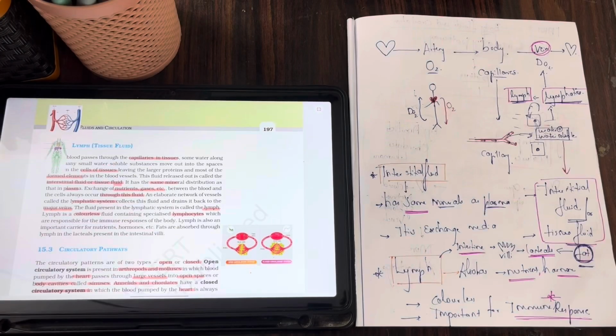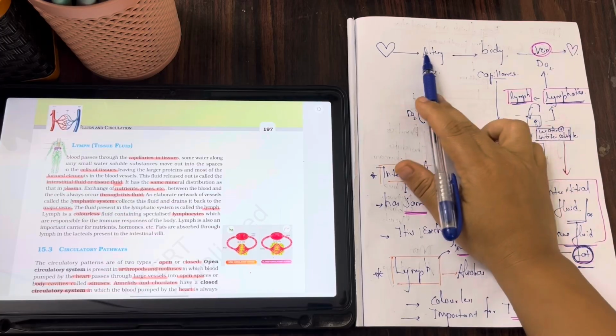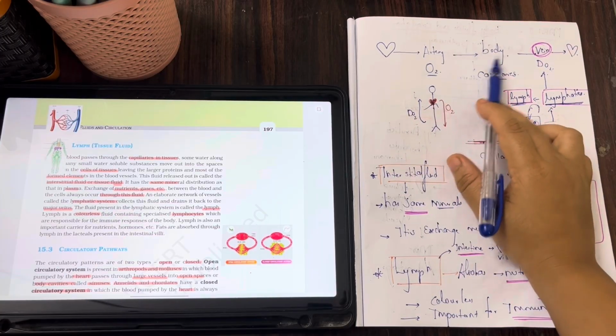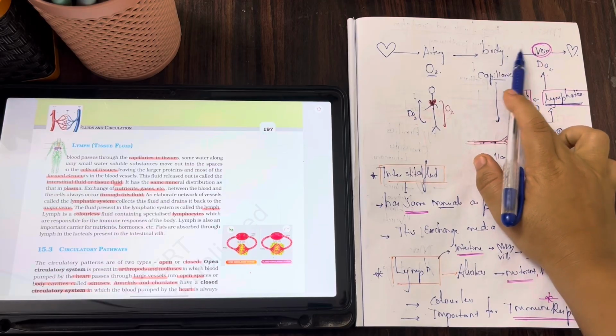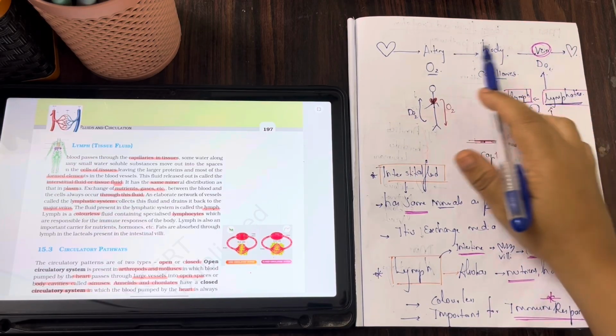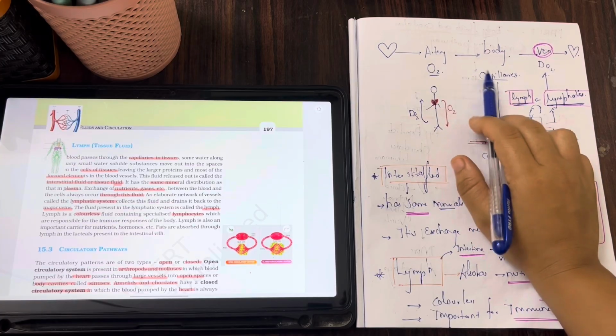Before starting the second part, I would like to add some additional points to the previous video. As you know, the heart pumps out oxygenated blood, which is carried by the arteries, and the body utilizes this oxygenated blood. Through the veins, deoxygenated blood is carried back into the heart. So at the level of capillaries, this oxygen utilization takes place.